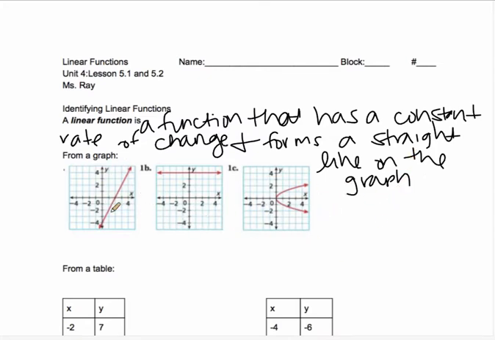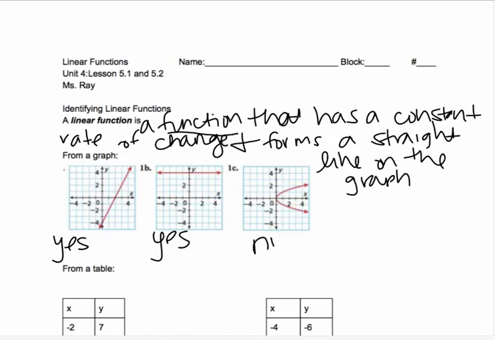So if I take a look at these three graphs, I can pretty easily tell which one's a linear function. Now, keep in mind what a function is. A function is a relation where each input has exactly one output. So it has to be a function in order to be a linear function. So this first one, it is a linear function because it is a straight line on the graph. So is the second one because it is a straight line, and this is a function. Okay, this is a function. A horizontal line is a function.